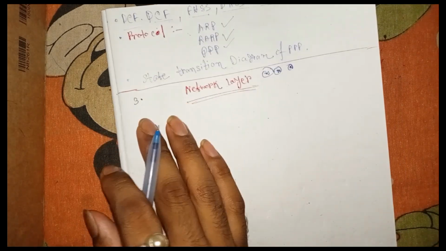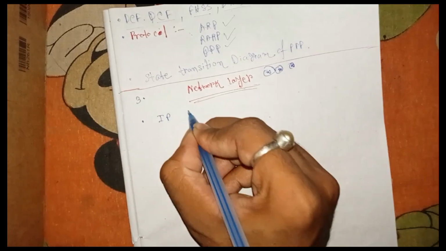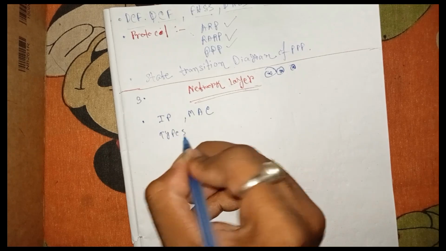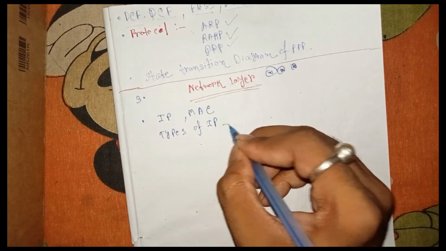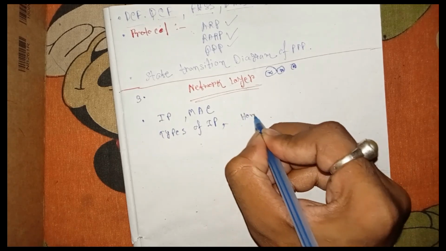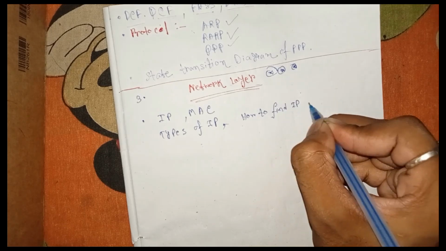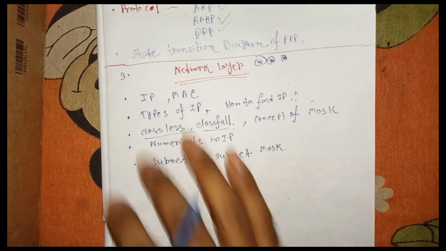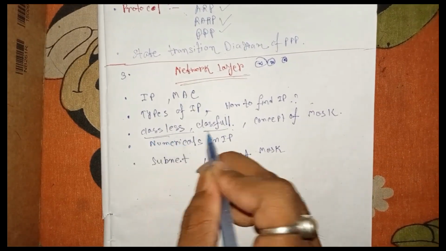At first we need to learn some basic concepts of IP addressing: IP address, MAC address, and different types of IP addresses. Then we need to work out some numericals or short questions, like how to find IP addresses. We have these topics in the basic portion of the network layer, like subnet, subnet masks, classless and classful addressing.